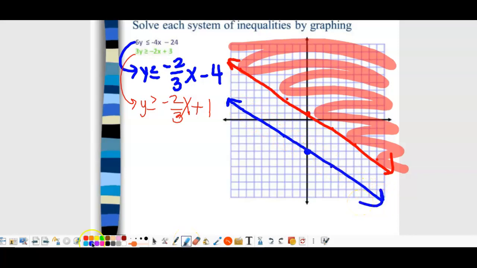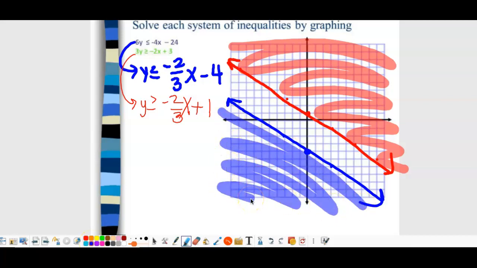Alright, so now the red shading's above, the blue shading's below. Do the shadings overlap? They do not. So this is a no solution. If the red was shaded below and the blue was shaded above, that would be infinite. Everything in the middle of the two.